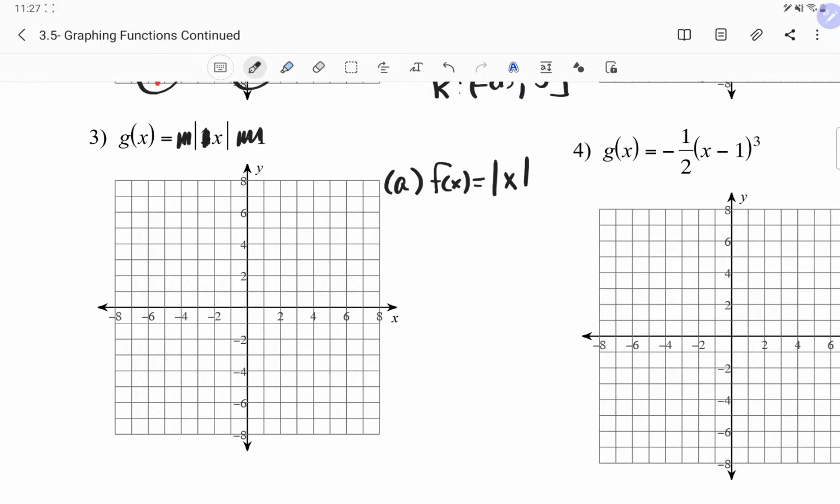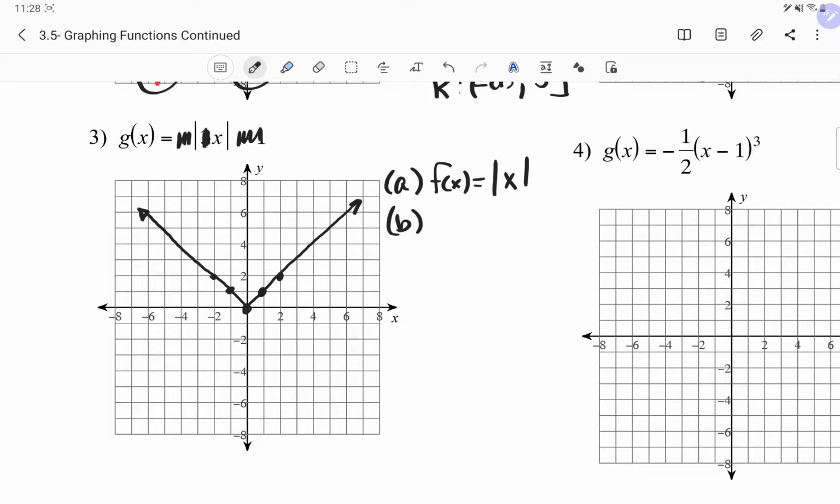Again, just to look at what these look like: the absolute value of 0 is 0. Absolute value of 1 is 1. Absolute value of 2 is 2. Same thing back here, because this is symmetric, and we have this V shape. All right, so there's our parent function.